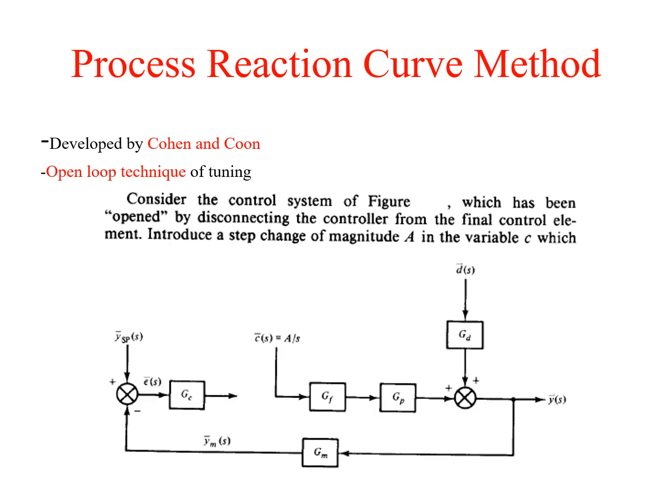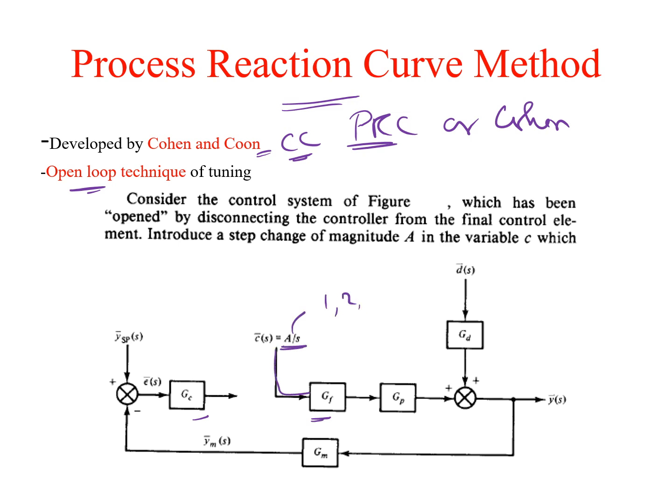So the first method is process reaction curve, PRC, or Cohen and Coon, because this was developed by Cohen and Coon, or we can say CC method, or PRC, process reaction curve. This is an open loop technique. You know that the loop has process, measurement, controller, final control element. So what you do is break the loop between the controller and the final control element, and introduce one step signal of magnitude A. This A could be anything, 1, 2, 3, or any magnitude. So introduce the step signal to the final control element and observe the response.